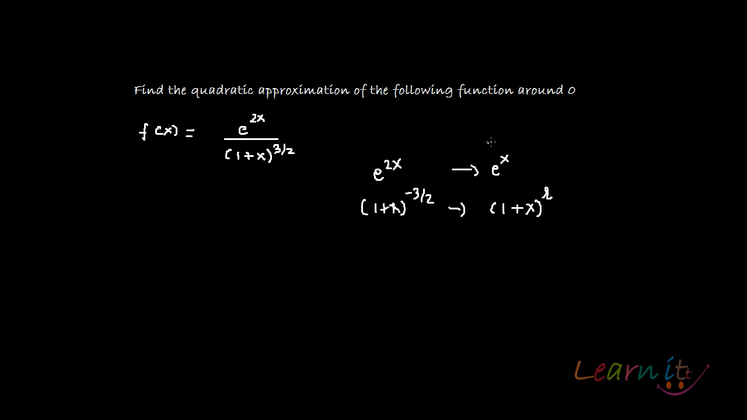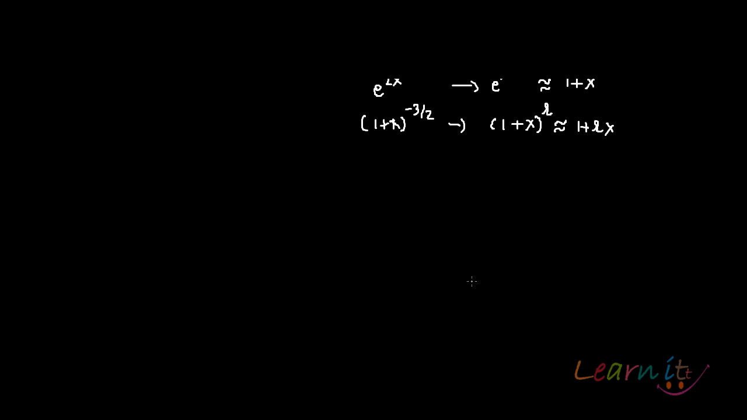So, linear approximation of e^x, as we know, is 1 plus x, and linear approximation of this function came out to be 1 plus rx. Now, we want to look into the quadratic approximation of this function. So, again, I am going to go the tricky way. I am going to use the product of these functions to look into the approximation.